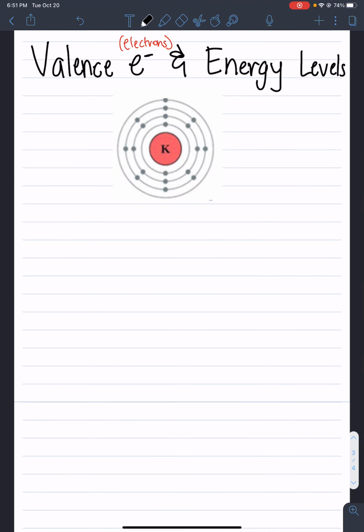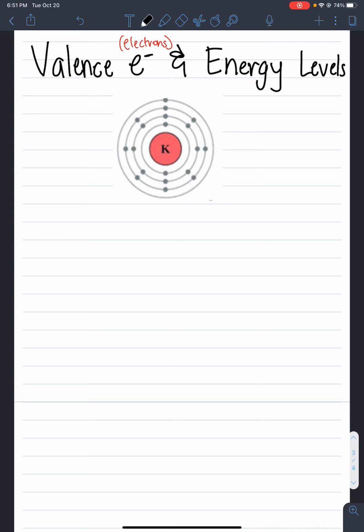Guys, so hopefully you finished up the lab and started to understand a little bit about valence electrons and group trends with that. And the main thing is that groups or elements in the same group have similar properties because they have the same number of valence electrons.